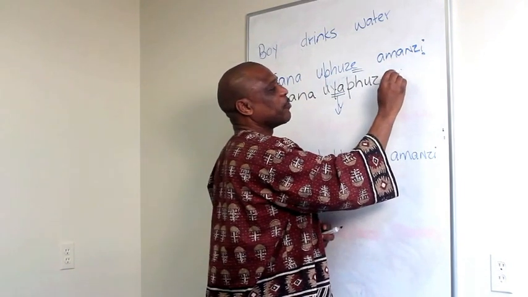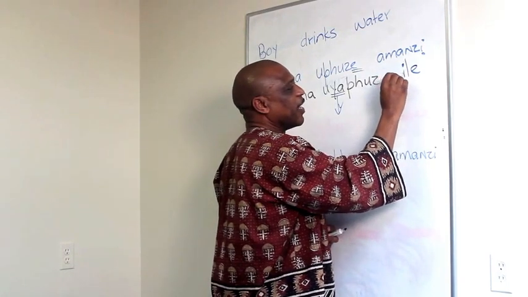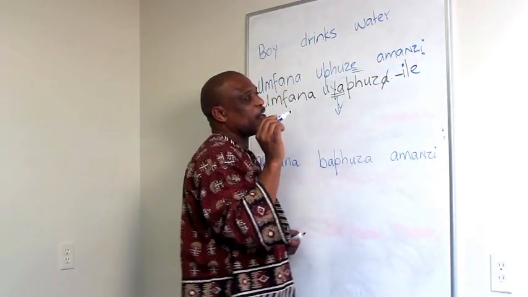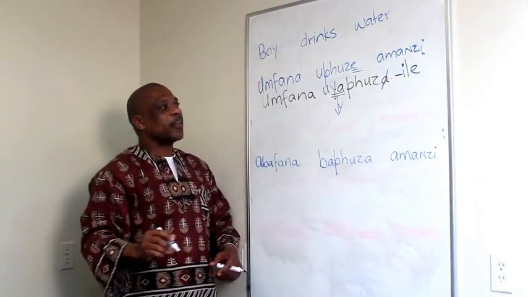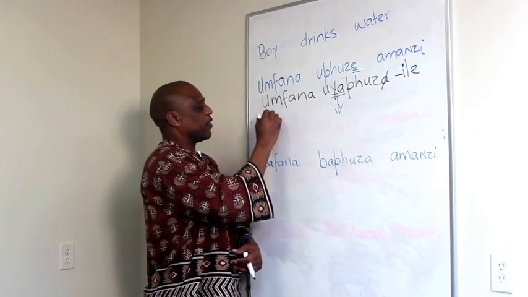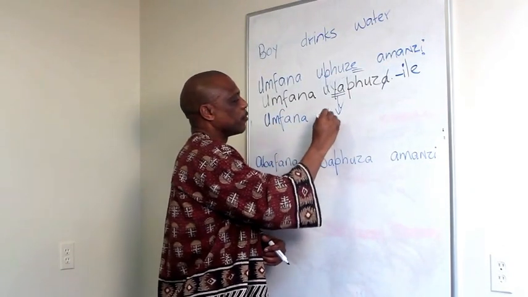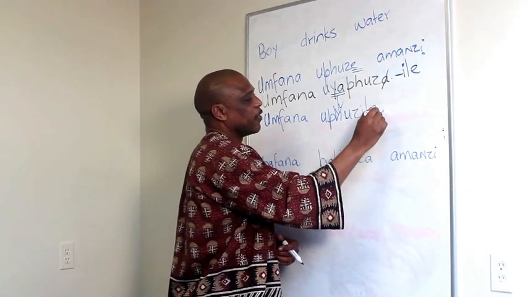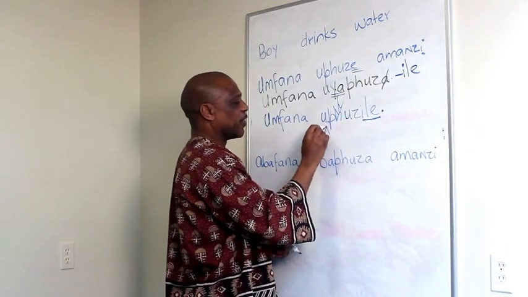The second thing is that you must add ile at the end of the verb, which means you have to take away the last vowel of the verb and add ile, and then take away the ya. And then you have a recent past tense. Let me write this sentence now in complete. Umfana uphuzile. So you see the new change here and another change, I took away the ya.